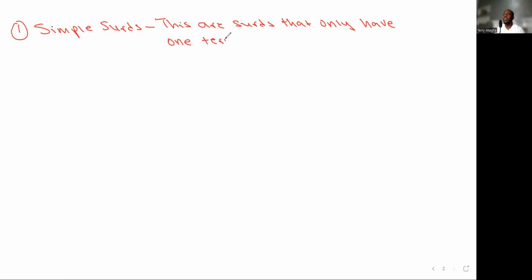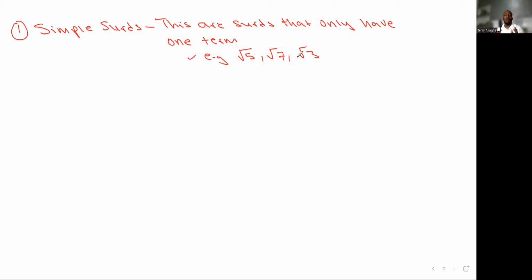Now, the first one we have is what we call the simple surds. Simple surds are surds that only have one term. So for example, like what we talked about in the previous whiteboard, we have square root of 5, square root of 7, square root of 3, and stuff like that. These are surds that only have one term.